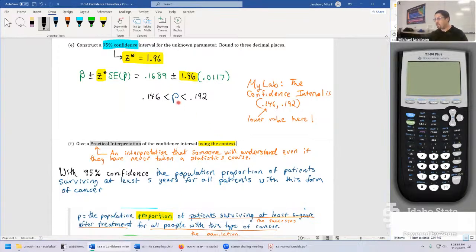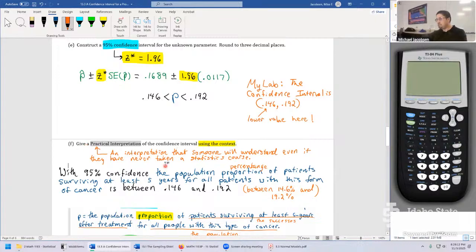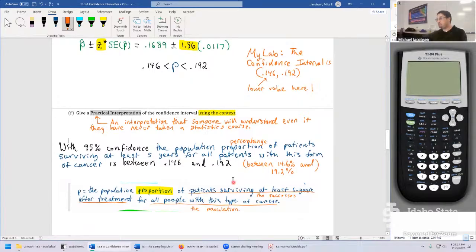Now we just say is between 0.146 and 0.192. Or you could have said between 14.6% and 19.2%, if you decide to say percentage here. So that's finally the full practical interpretation.